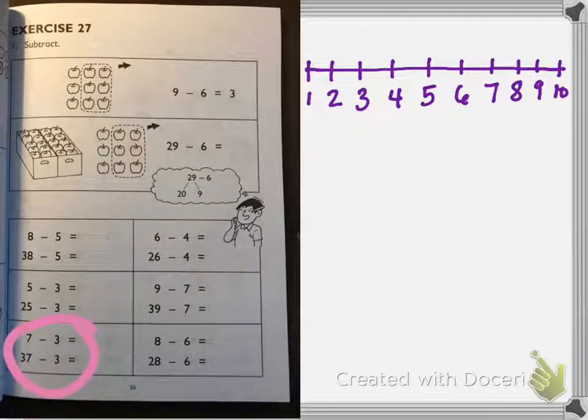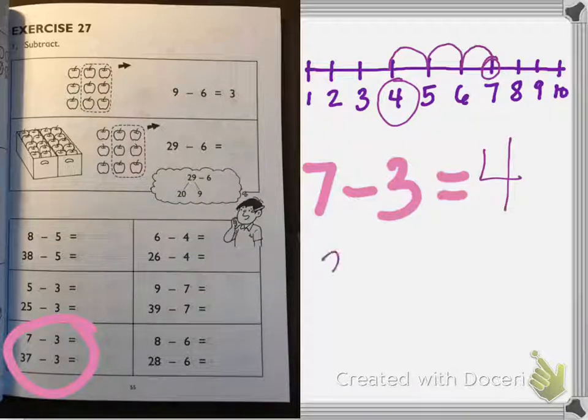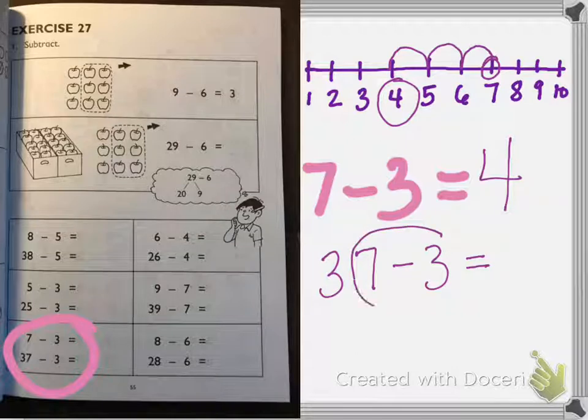What about 7 minus 3? We'll start with the 7 and go backwards 3. 1, 2, 3. 7 minus 3 is 4. So 37 minus 3 equals, there's your 7 minus 3, 34.